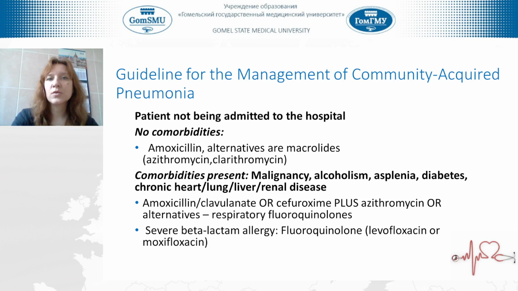According to guidelines for the management of community-acquired pneumonia, patients are divided into those not admitted to the hospital and those admitted to the hospital. For patients not admitted to the hospital, without comorbid conditions, you can provide only amoxicillin. Alternatives are macrolides, azithromycin, or clarithromycin in the case of a typical form of bacterial pneumonia. If a comorbidity is present, such as malignancy, alcoholism, asthenia, diabetes, chronic heart, lung, liver, or renal failure disease, we can use amoxicillin together with clavulanate, or cefuroxime plus azithromycin, or alternatively a respiratory fluoroquinolone. With severe beta-lactam allergy, we can use a fluoroquinolone: levofloxacin or moxifloxacin.